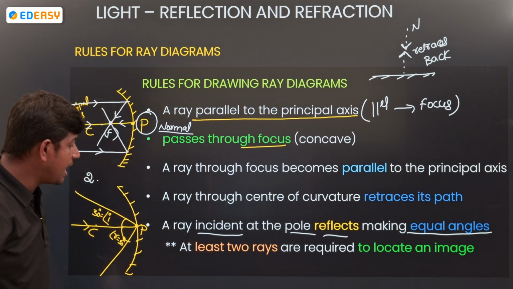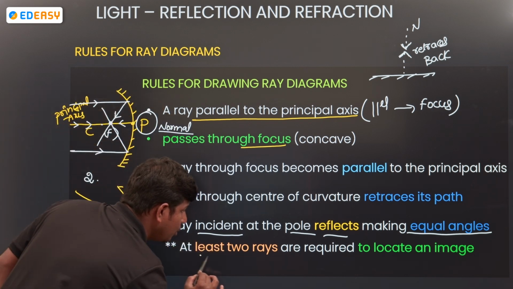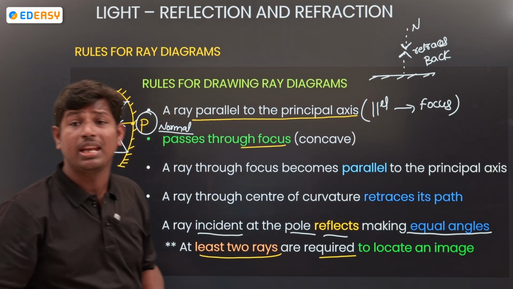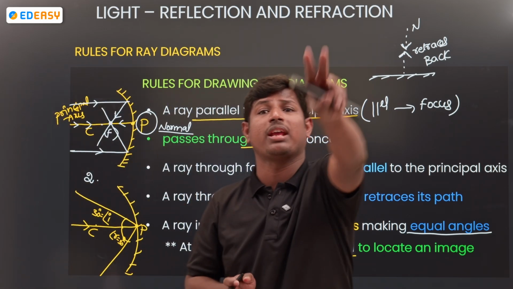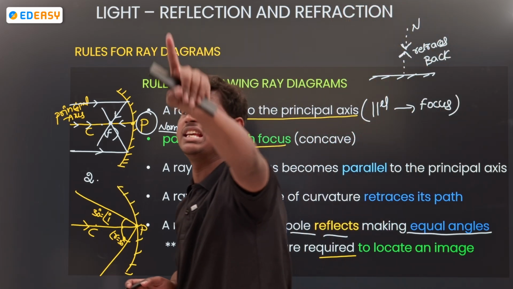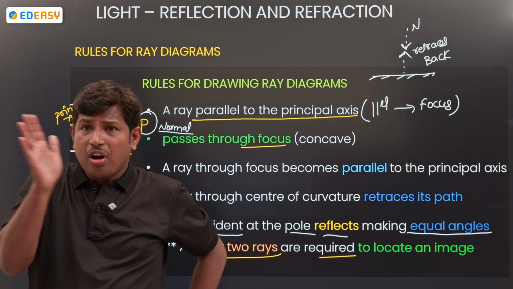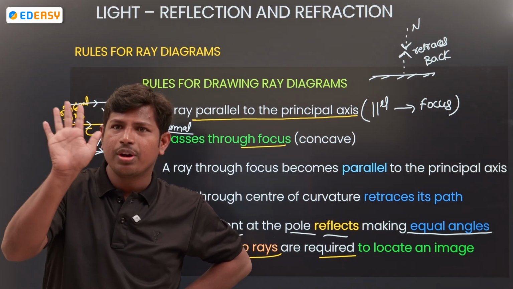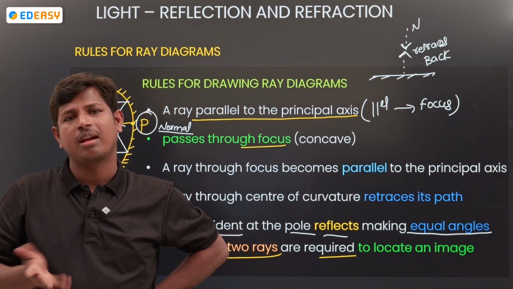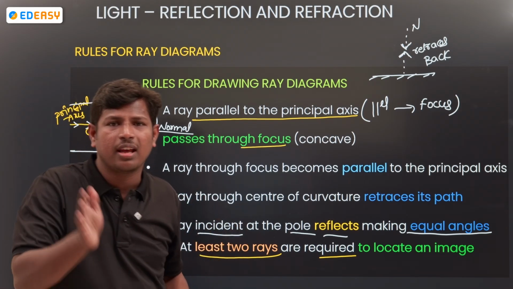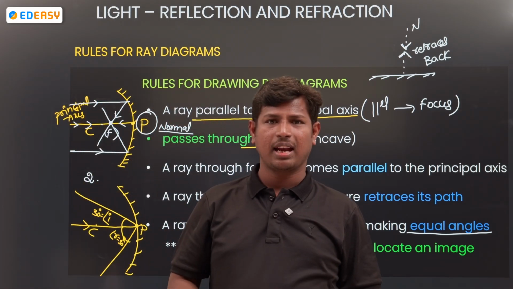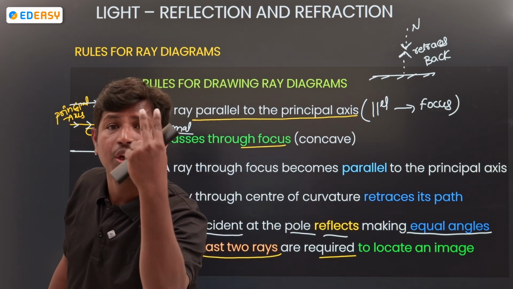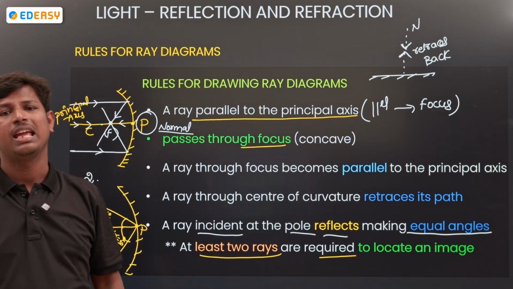Next, the last one: at least two rays are required to locate an image. How many rays are required? At least two rays. It's not possible with a single light ray. Is it possible to clap with one hand? It's not possible. With two hands it's possible. Similarly, to form an image, how many rays are required? Two rays are required to form the image.